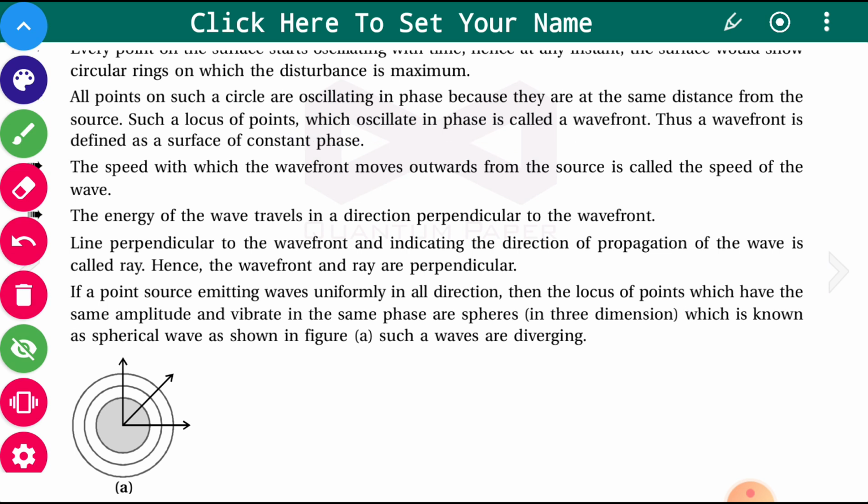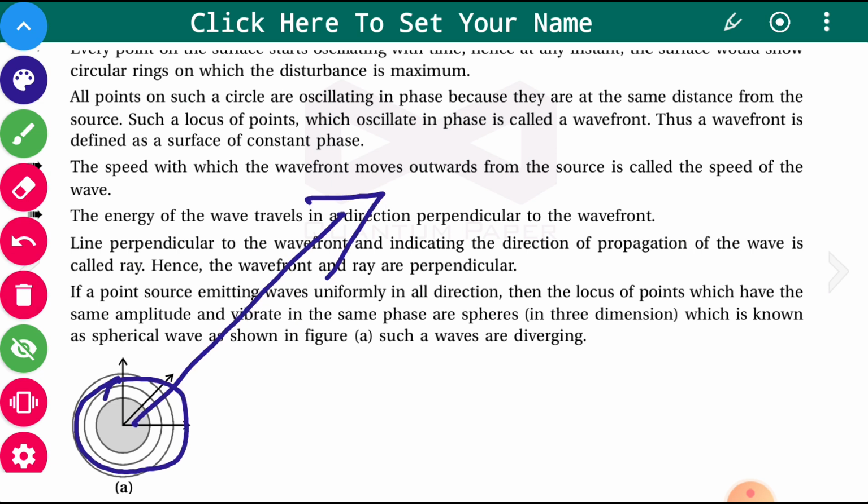The speed with which the wavefront moves outward from the source is called the speed of the wave. The energy of the wave travels in a direction perpendicular to the wavefront. So always the energy is traveling perpendicularly to the wavefront. Say for example, this is the circular wavefront which is shown here.